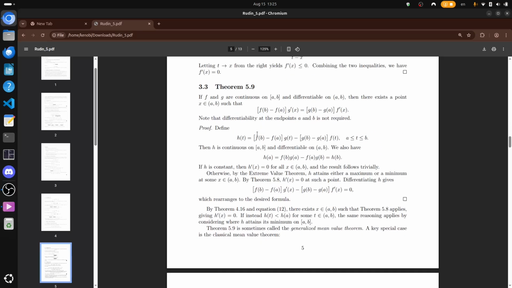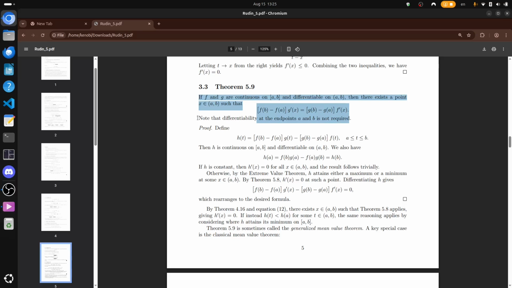Now we have the following very important theorem that you've seen in calculus. If f and g are continuous on [a, b] and differentiable on (a, b), then there exists a point x in (a, b) such that f of b minus f of a times g prime of x is equal to g of b minus g of a times f prime of x.